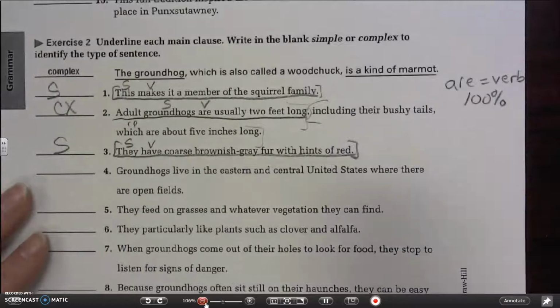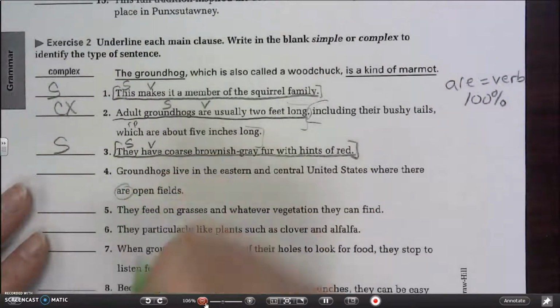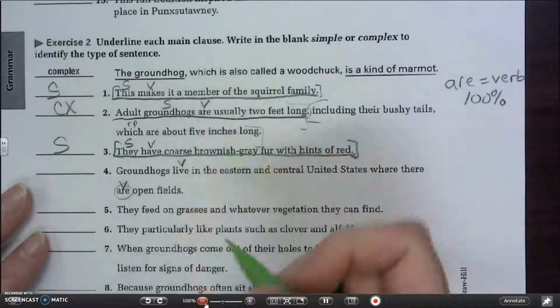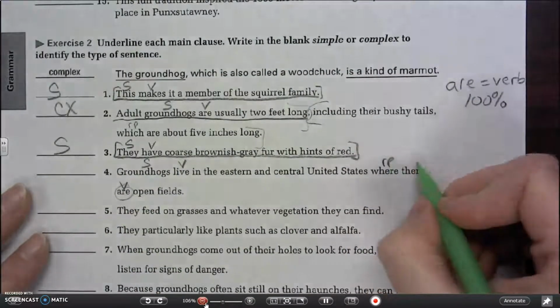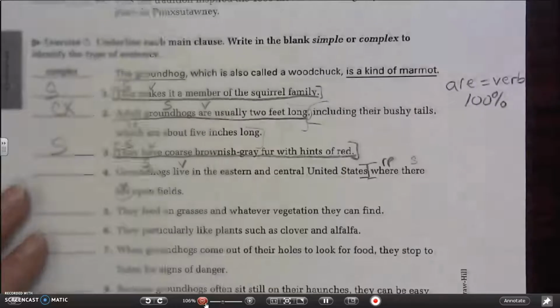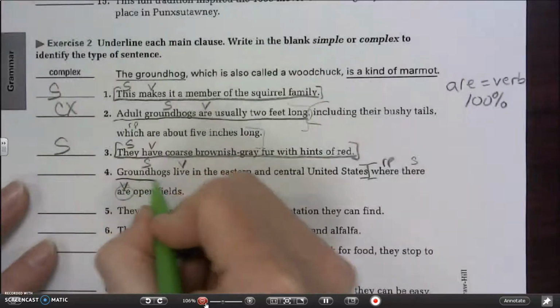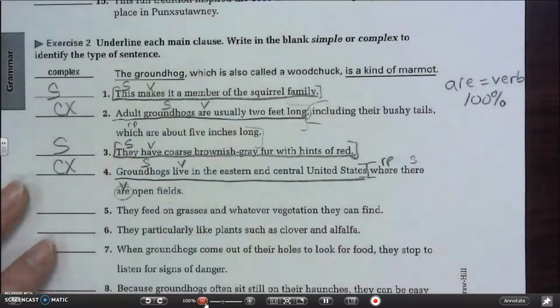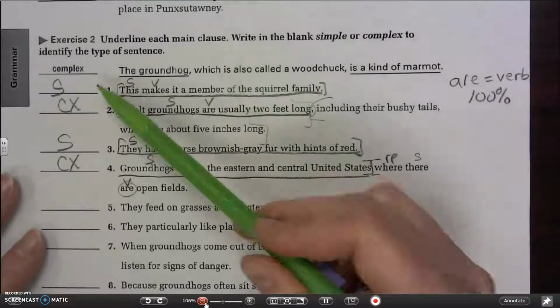And I'm looking at the next one. Groundhogs live in the eastern and central United States where there are open fields. There's an are, so that's a verb. But live is also a verb, so I have subject verb. And there's a relative pronoun, so I have another subject verb. Now I have to figure out, okay, which clause can stand by itself. Can I say groundhogs live in the eastern and central United States? Yeah, that makes sense by itself. Or where there are open fields. Doesn't really make a whole lot of sense by itself, so I'm going to go with this one as my main clause. All right, so on here I am looking to score the underlines and this side.